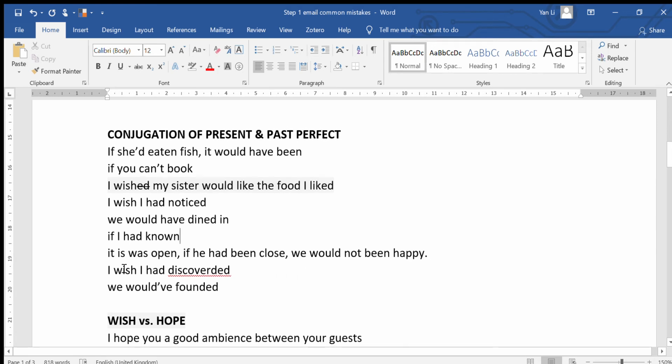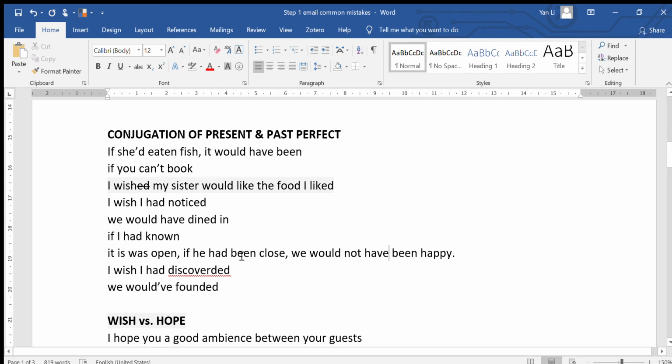Okay, now this next sentence is a little bit more confusing. It was open. If he had been close, we would not have been happy. Okay, so let's start with the simplest mistake to fix. Would not. Okay, great. So that's our negative modal. And then suddenly a past participle. But you can't have a past participle on its own. It needs its auxiliary verb. So we would not have been happy. Okay.